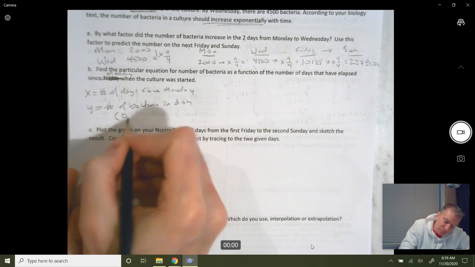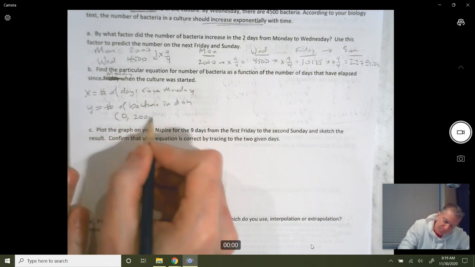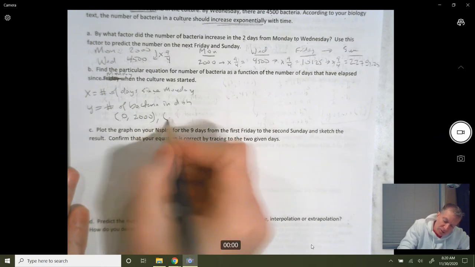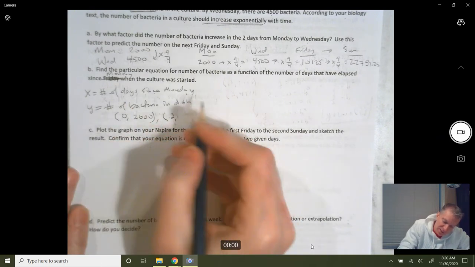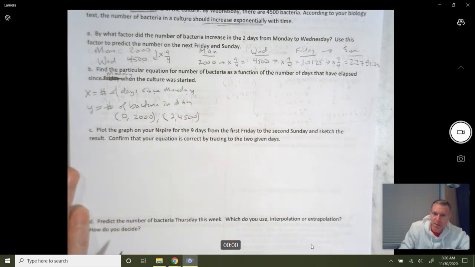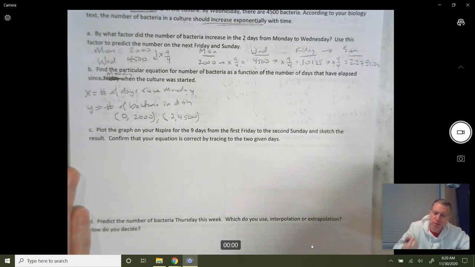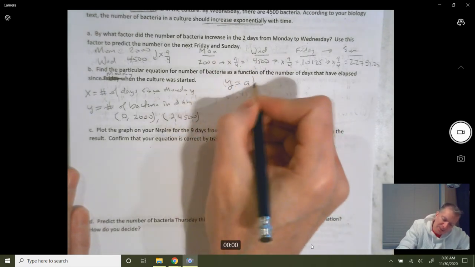We're going to write our ordered pairs. On 0 days after Monday, on Monday, we have 2,000. And then our next ordered pair is 2 days later. So when X is 2, 2 days since Monday, so that's Wednesday, we have 4,500. Now, you know how for an equation of a line, you've got y equals mx plus b. The general form for an exponential equation is y equals a times b to the x.